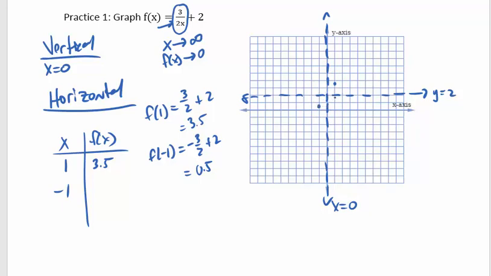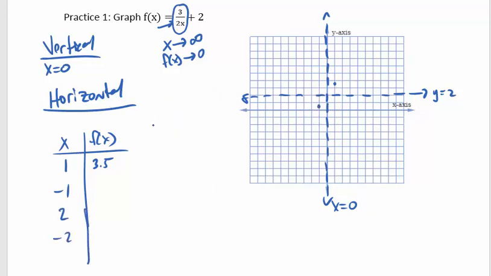So let's get another one out here. Maybe let's get out here x equals 2, and then let's try x equals negative 2. So we're checking out what happens when x is 2. If I plug a 2 in here, 2 times 2 would give me 4. So this is really going to be 2.75. Let's try negative 2 here. So instead of being a positive 3/4, it's going to be a negative 3/4.